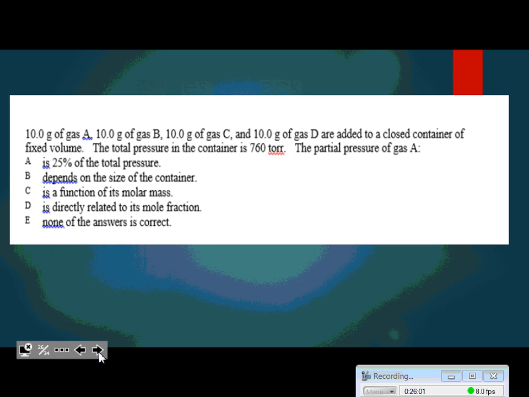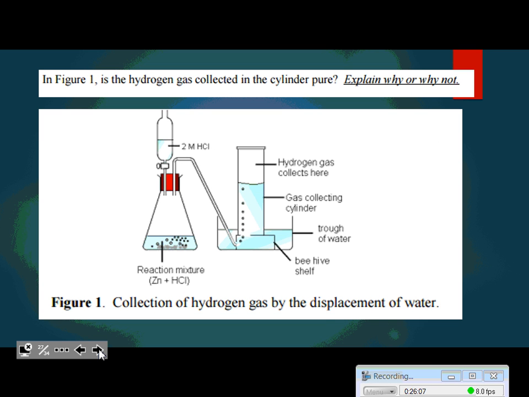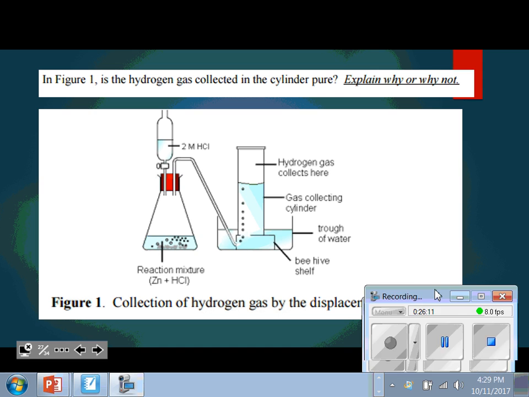All right, I'm going to let you think about this one, and we'll talk about this answer in class tomorrow. I'm going to pause right here and start back in just a second.